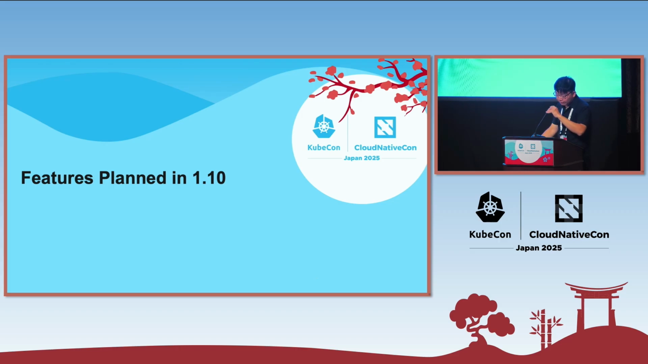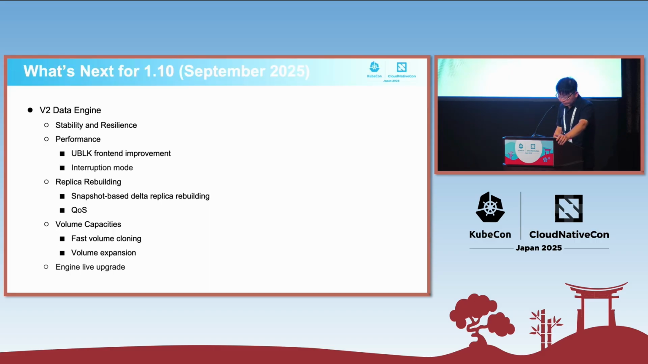Okay, we can talk about the features planned in 1.10. 1.10 will be released this September, so we hope we can add more features in it. Okay, and for the V2 data engine, the V2 data engine is very important for us, so we talk about this first.